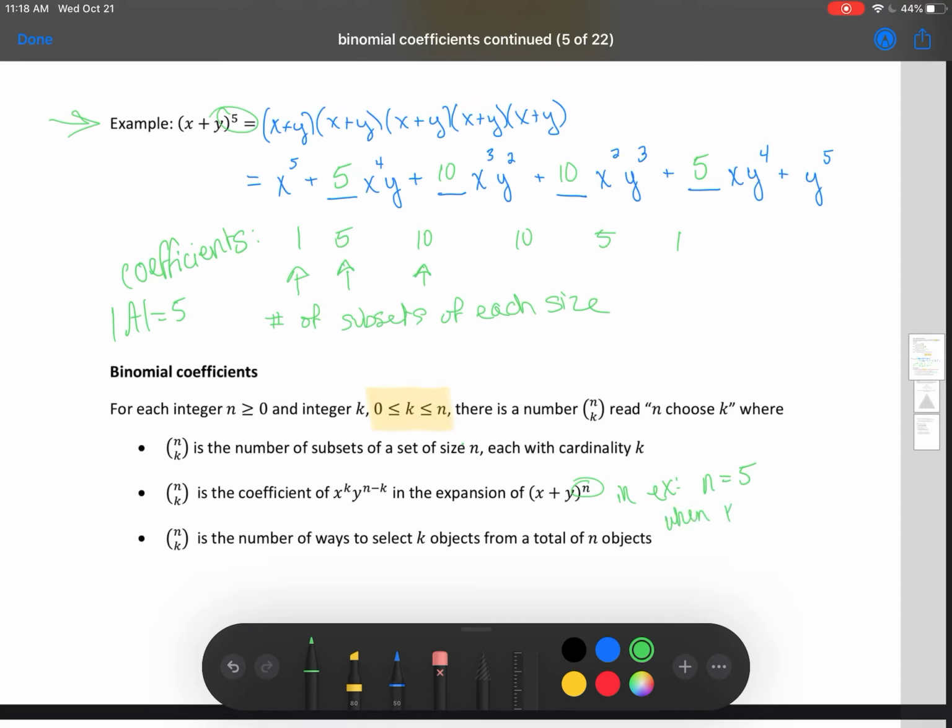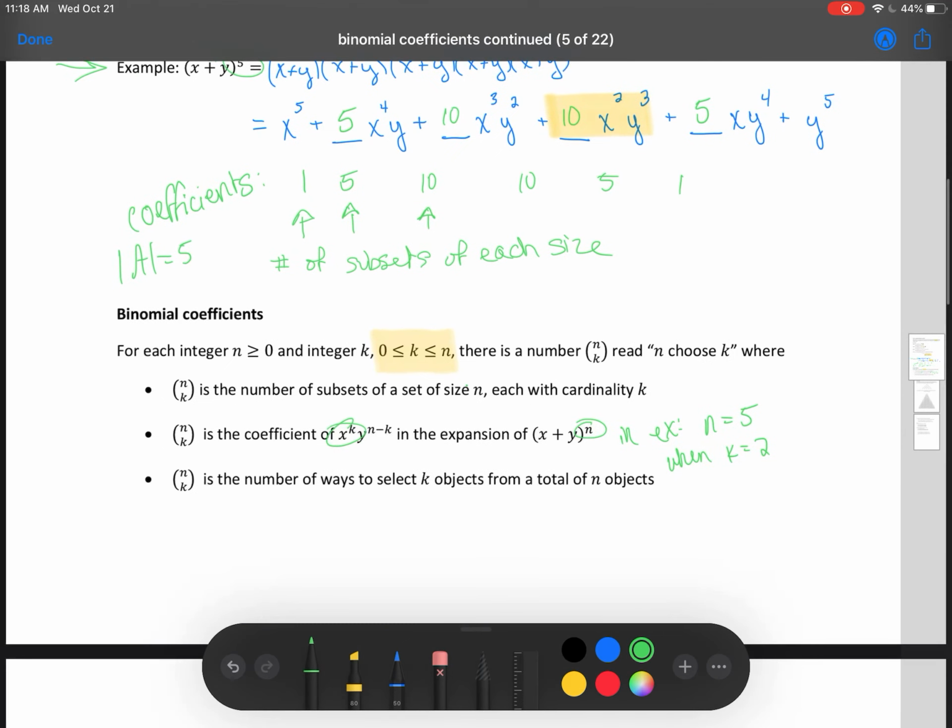And then, for instance, when k is equal to 2, then we're talking about how many x squared terms there are, and that is exactly this right here. And the coefficient there, as we can see, is 10. Okay, so that's kind of what that bullet point means.